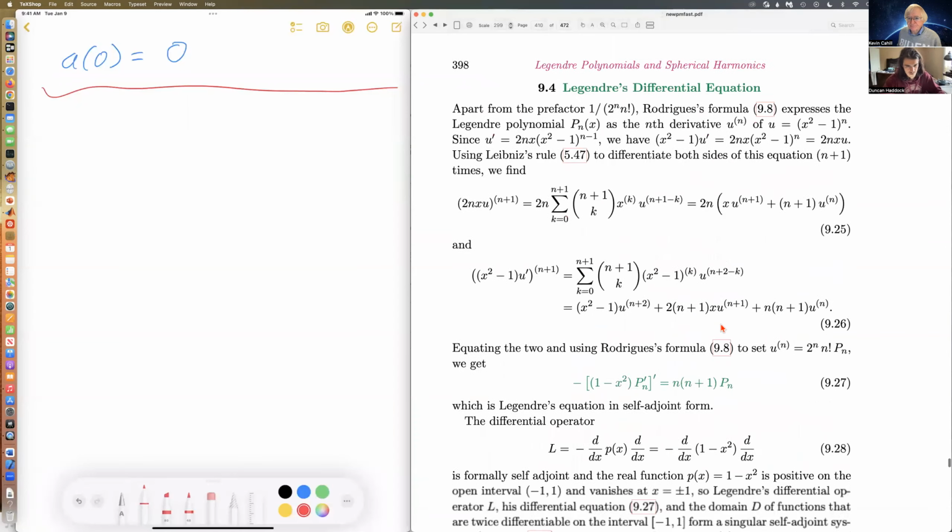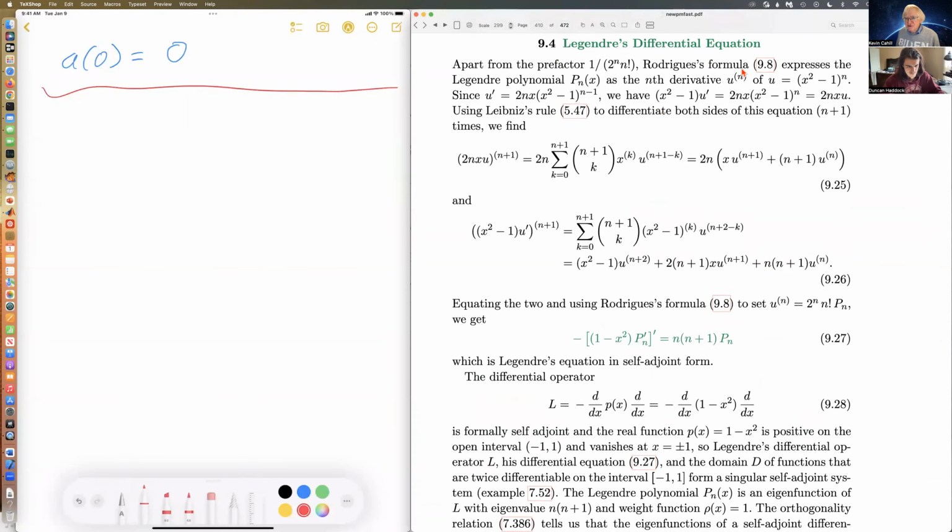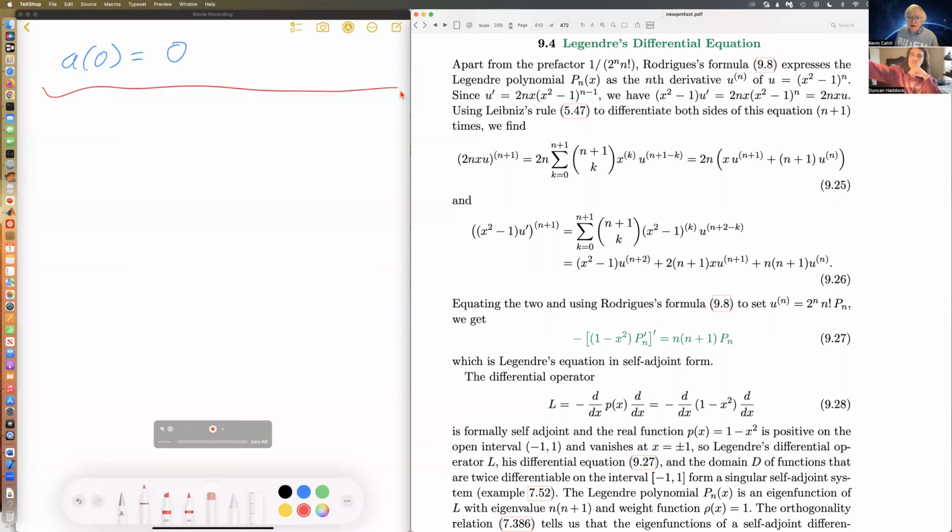And Legendre's differential equation, well, Rodrigues formula gives us the Legendre polynomial, apart from a factor, or actually it gives it exactly. It's the nth derivative of u, being the nth power of x squared minus 1.